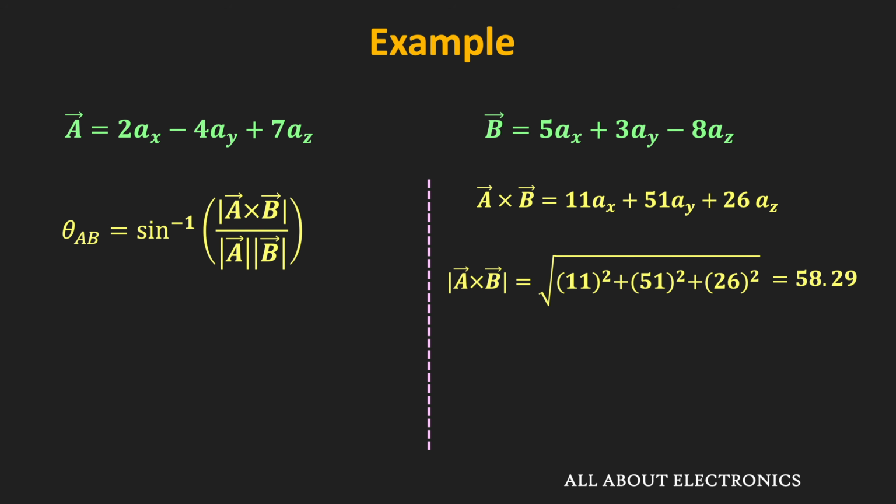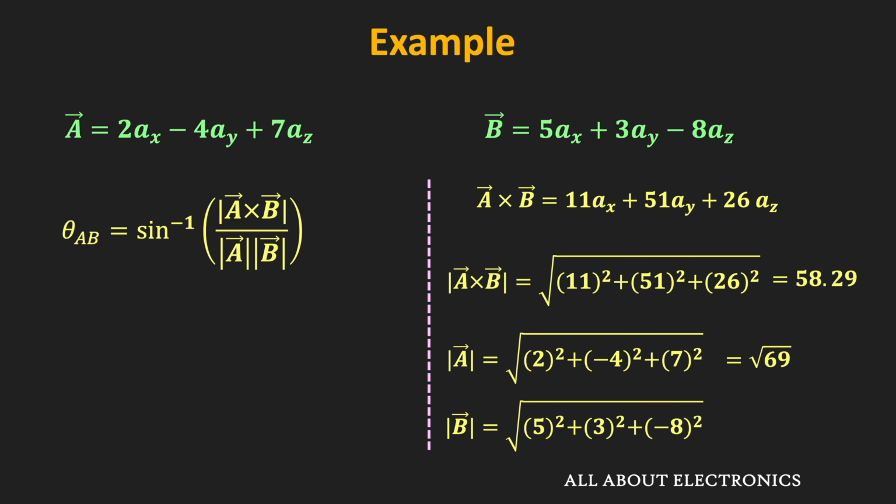Similarly, let us find the magnitude of the vector A. That will be equal to the square root of 2 square plus minus 4 whole square plus 7 whole square. And that is equal to square root of 69. And similarly, the magnitude of the vector B will be equal to the square root of 5 whole square plus 3 whole square plus minus 8 whole square. And that is equal to square root of 98.